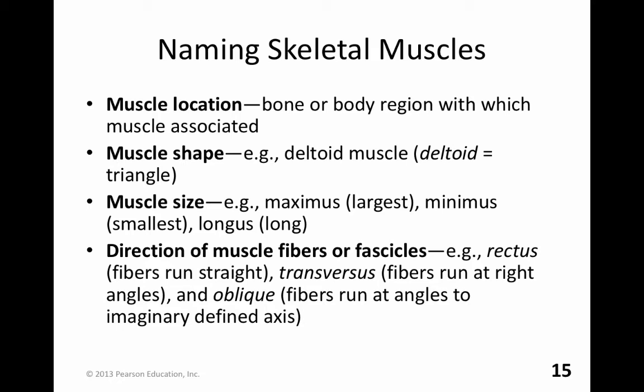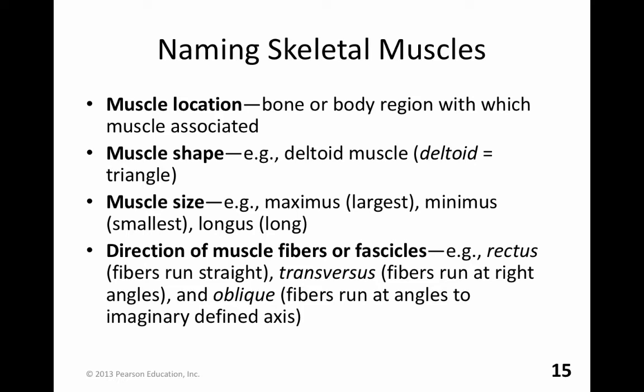So deltoid, when you look at it, translates into triangle. And if you look at the deltoid, it's that shoulder muscle towards the top. It makes a big triangle shape on the shoulder. It can also be named due to muscle size. So maximus, like gluteus maximus, is going to be large, where minimus or gluteus minimus is smallest. If you're talking about longus, you're talking about something that's long.